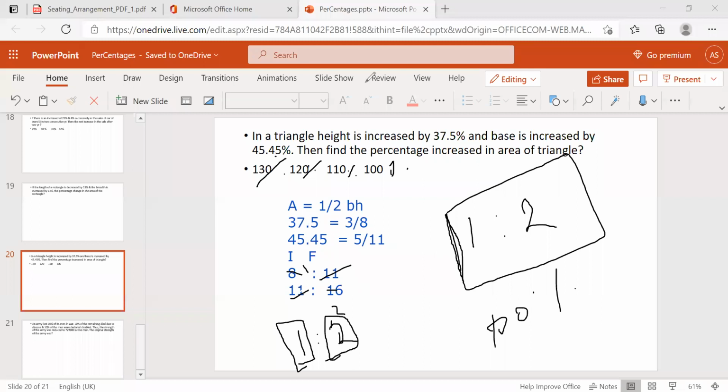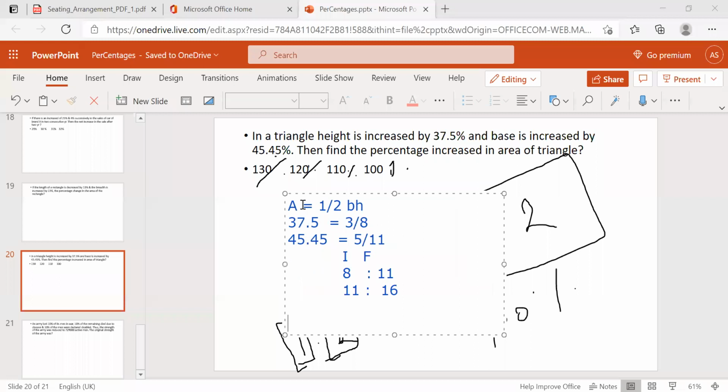Okay, see what we did here. Let me repeat it once again. First thing, the area of a triangle, we know the formula, half into height into base. And they given height is increased by 37.5, it's nothing but the fraction 3 by 8. And 45.45 for the base, it's nothing but the fraction 5 by 11. So what does that mean? Initially it is 8 parts, and now 3 parts more. 8 plus 3, it's 11.